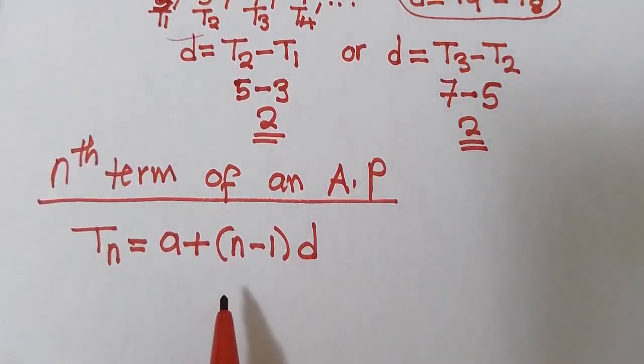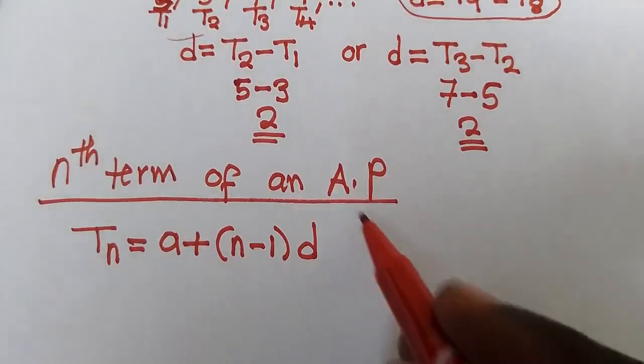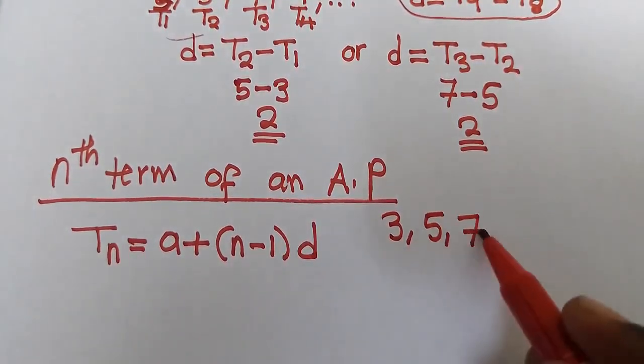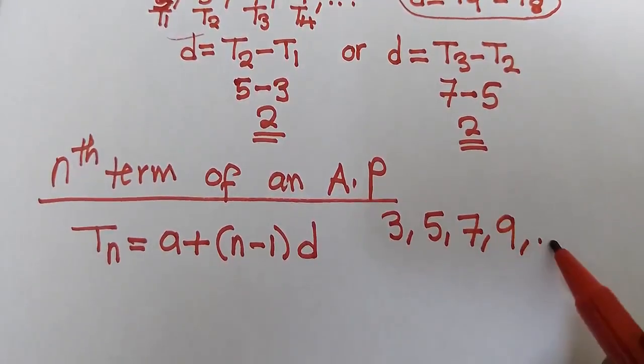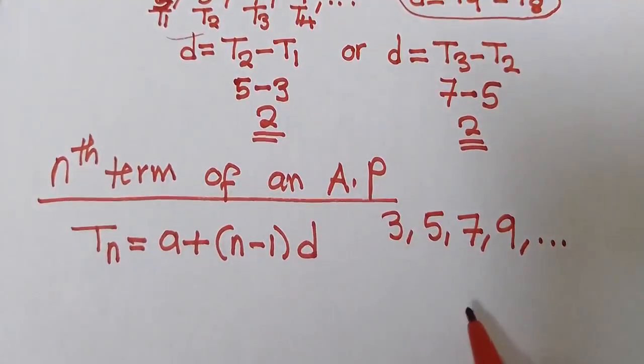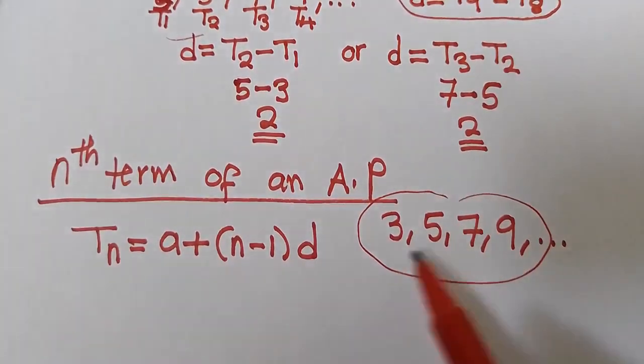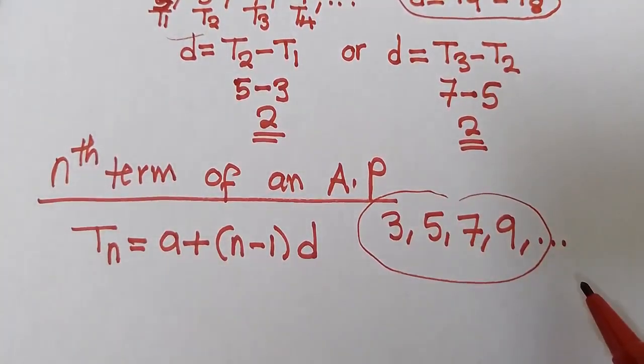This is the formula that you need to understand. Let's say you are given a series, 3, 5, the same one. I'll be using this same one so that you are not disturbed, so that you understand. You are given this question. Have you seen the way this sequence is? Then you are told to find the nth term. So how do you find the nth term?